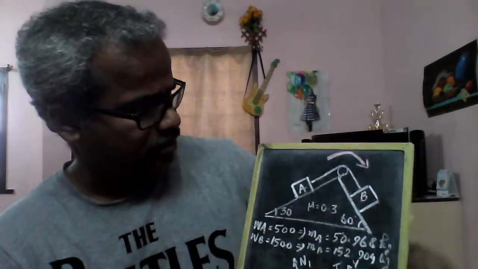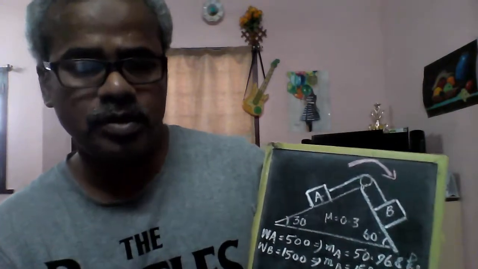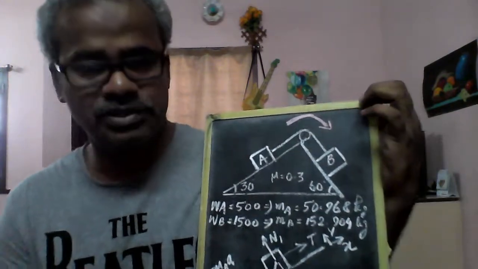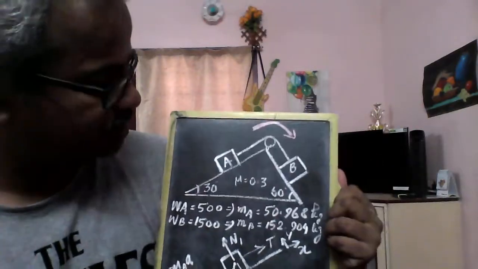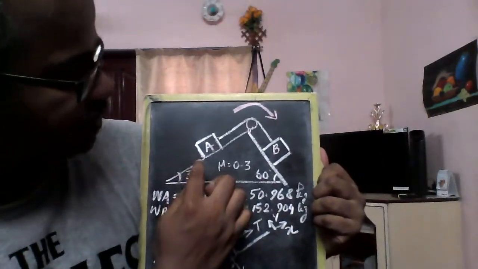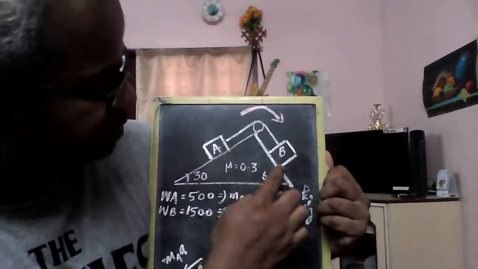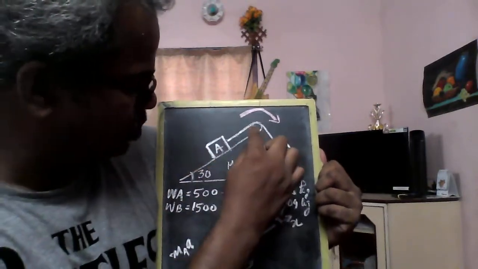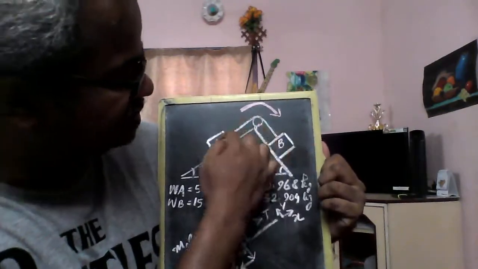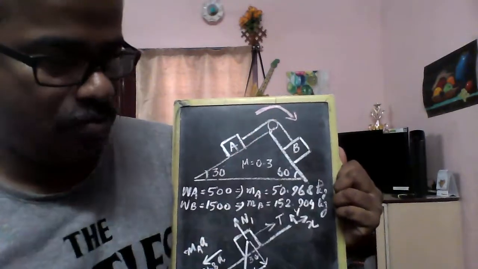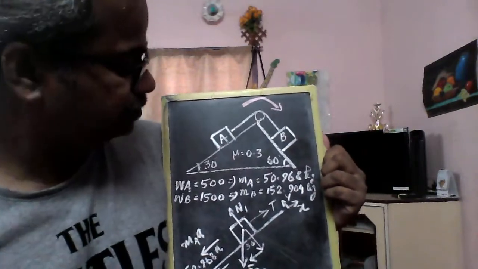Very good morning, friends. Today we will see the fourth problem in kinetics. So this is the problem. There will be two blocks A and B. A is on a slope of 30 degrees and B is on a slope of 60 degrees. They are connected with a string through a frictionless pulley.